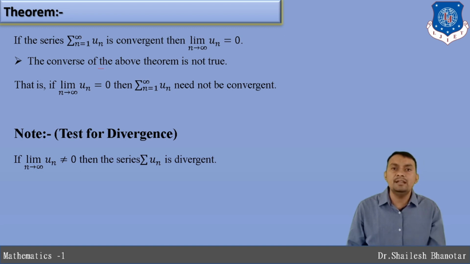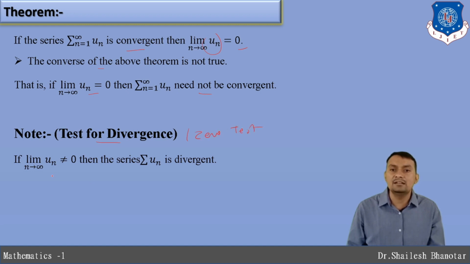If the series Σun is convergent, then the limit of un is equal to 0. If a series is convergent, then the limit of the nth term will always be 0. But the converse is not true. That means if the limit of the nth term equals 0, then the series need not always be convergent. And this is the test for divergence, also known as the zero test.